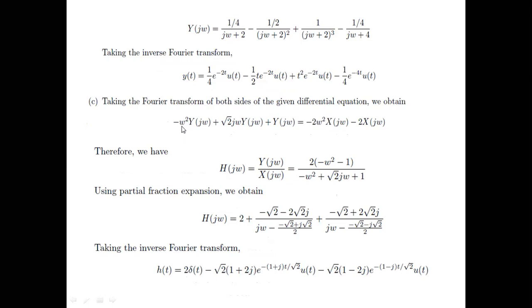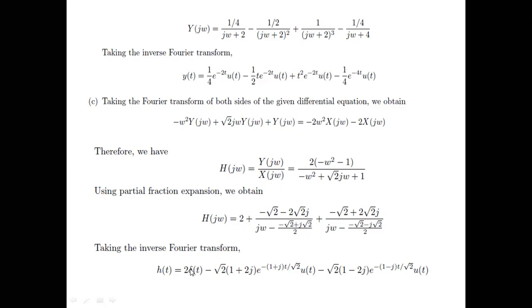Okay, actually it is a j square. J square means a minus. So take all the components of y of omega and here of x of omega, and h of omega is the ratio of output by input, and find the roots here. We got the roots in the complex form, whatever it is, a minus j omega or a plus j omega.